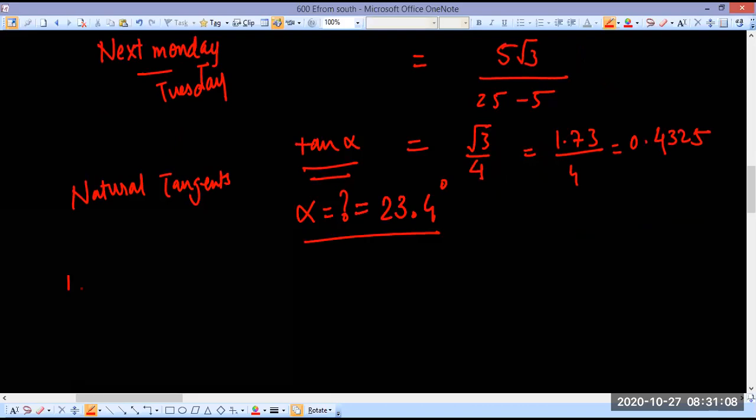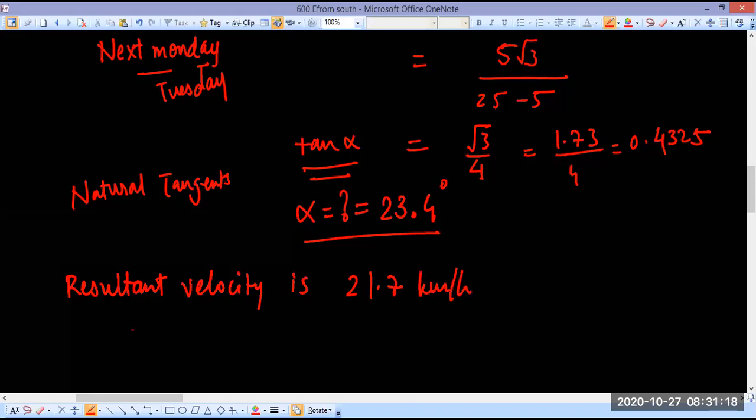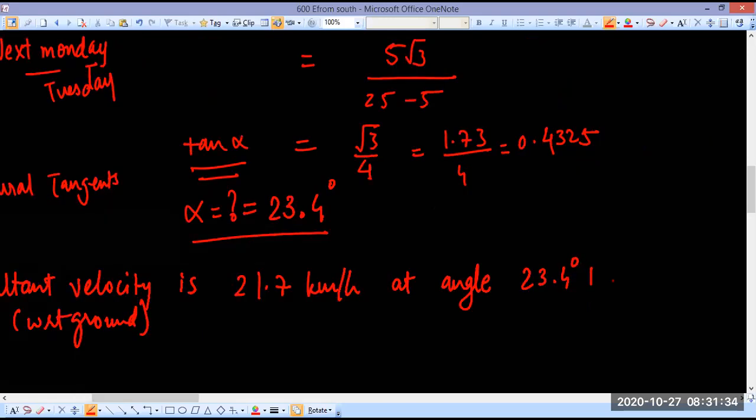So you could say resultant velocity is 21.7 kilometer per hour. Write here with respect to ground. Resultant velocity is 21.7 kilometer per hour at angle 23.4 degrees east of north.